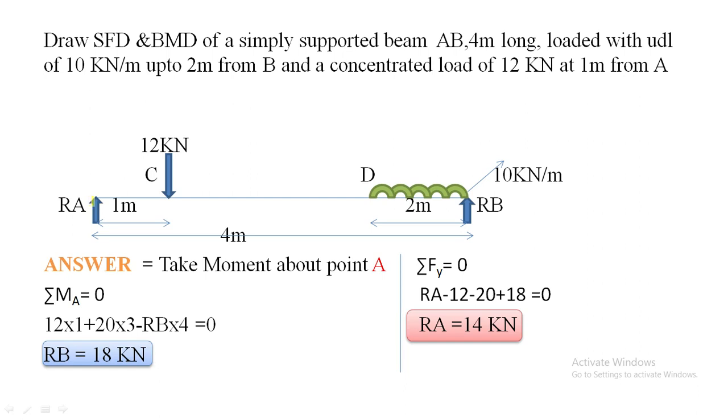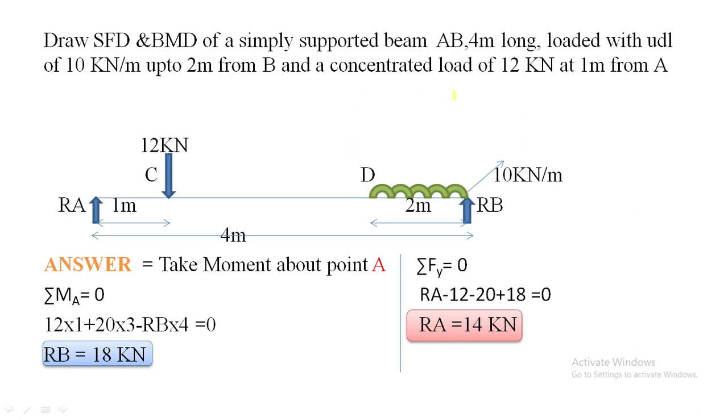First draw one simply supported beam. So this is a beam, horizontal beam. On the beam, support RA and RB, with span 4 meter, loaded with UDL. It has a load UDL, that is uniformly distributed load of 10 kilonewton. It is up to 2 meter from B, meaning it starts from B up to 2 meter distance. B to 2 meter distance, that point is called the D point.